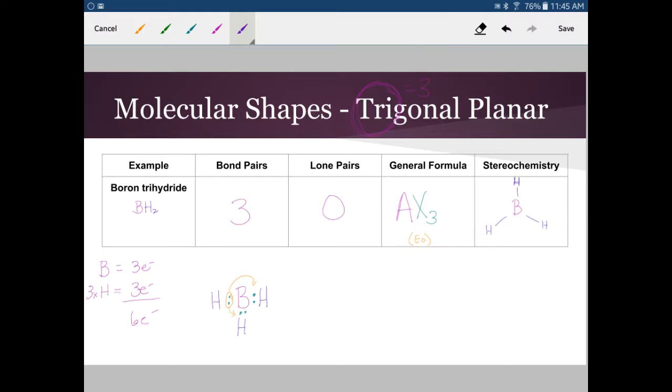So when we have trigonal planar, we're talking about 3 bonding pairs, or you can consider that as 3 peripheral atoms that are all in the same plane. Okay, they're all existing in that singular 2-dimension on your page. The plane on your page is the plane that it exists on. So our general formula is AX3.